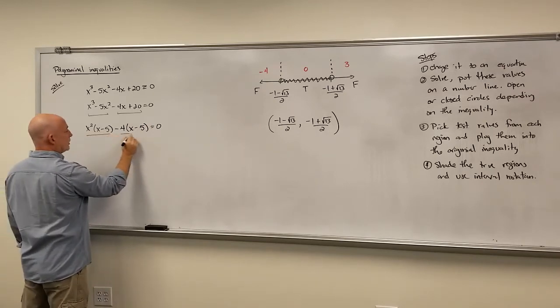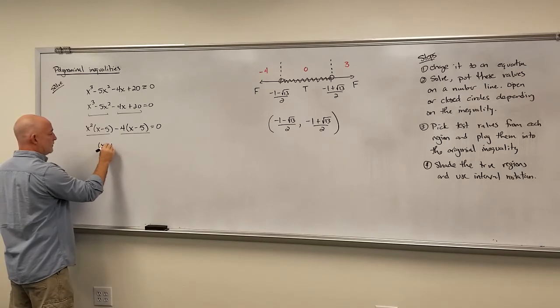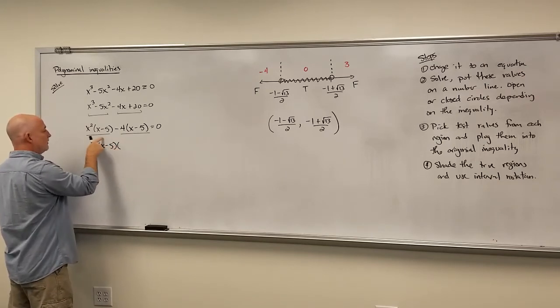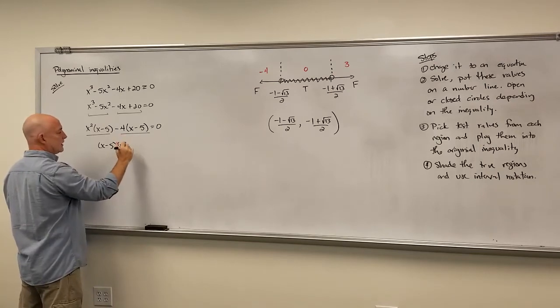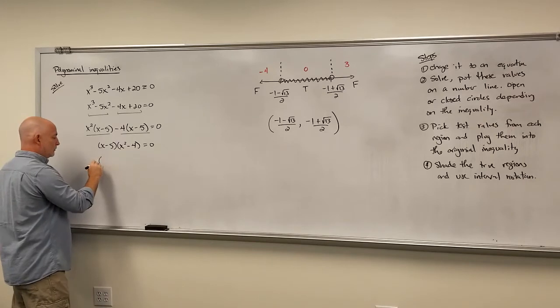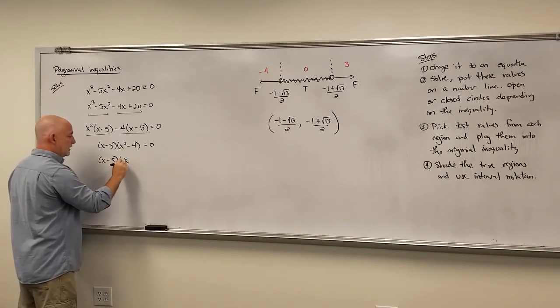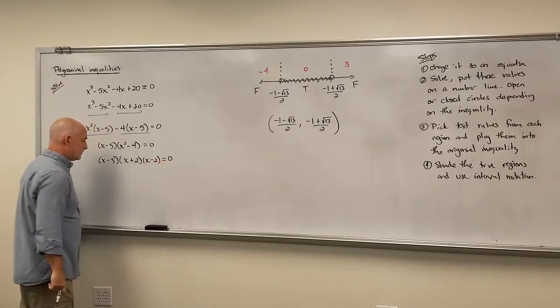I now have 2 terms. Both of these have a greatest common factor. They both have an x minus 5. From the first term, if I take out the x minus 5, I have an x squared. Minus from the second term, I'd have a 4. And we can factor a little bit more. That's x minus 5. That's the difference of squares. That factors x plus 2, x minus 2.